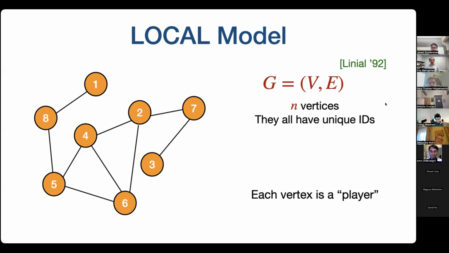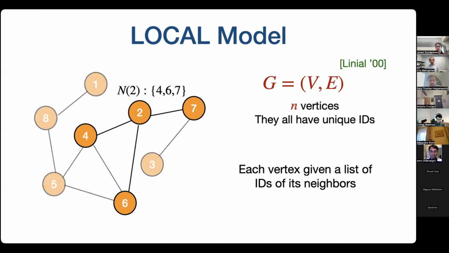You have a graph G with n vertices. All of these vertices are going to have unique identities from 1 to n. You can think of each vertex as a player or an agent that has some specific input, and they want to process this input. In this example, we have 8 vertices and each vertex has one unique identity from 1 to 8. So let's see what these vertices actually know.